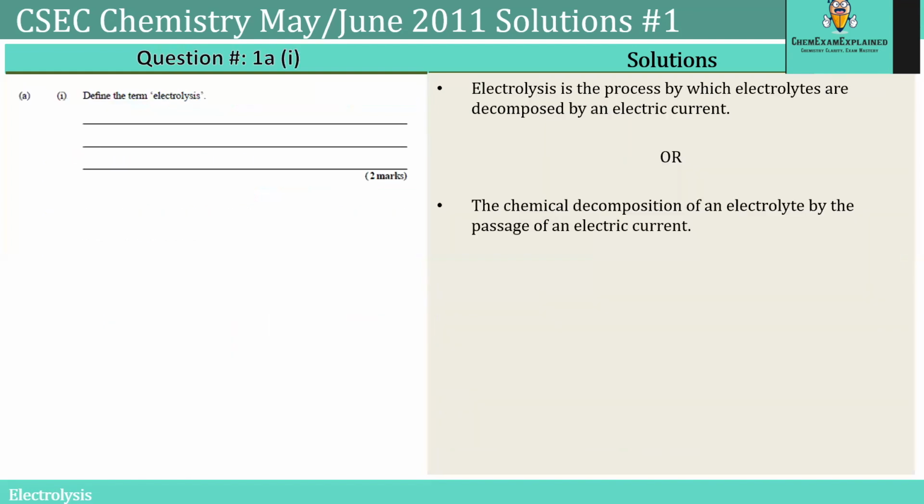Let's continue. Part 1. Define the term electrolysis. Electrolysis is the process by which electrolytes are decomposed by an electric current. Or you could say that it is the chemical decomposition of an electrolyte by the passage of an electric current.